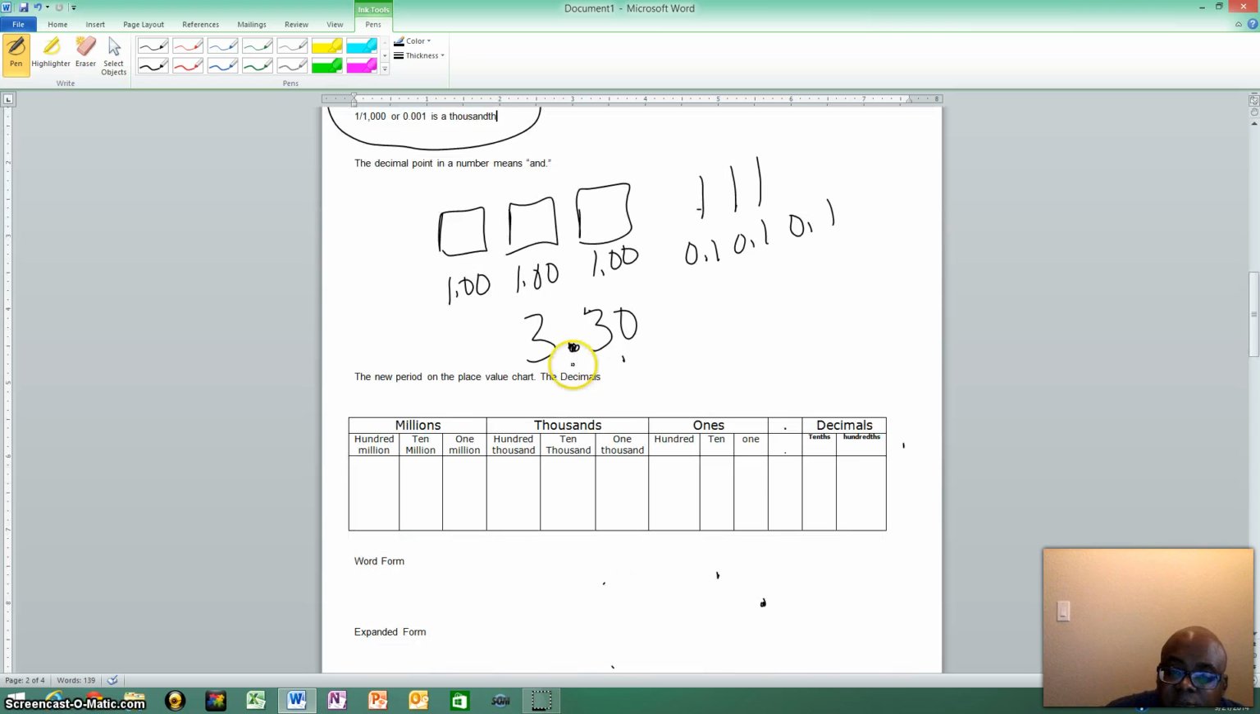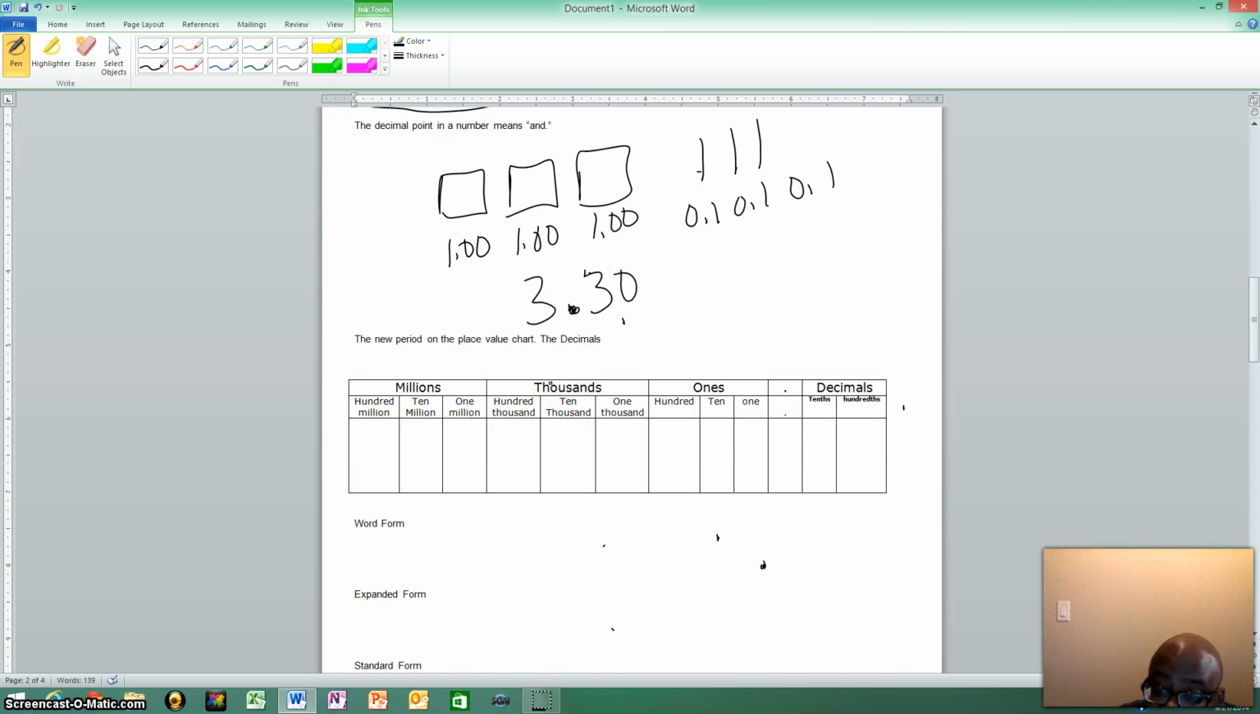So welcome to the new period on our place value chart, the decimals, and we're going to be talking about tenths and hundredths. And remember that this means "and." So let's look at a quick example. Let's say that we had this number, 4 and 3 tenths. We don't have any hundreds, so it's 4 and 3 tenths.